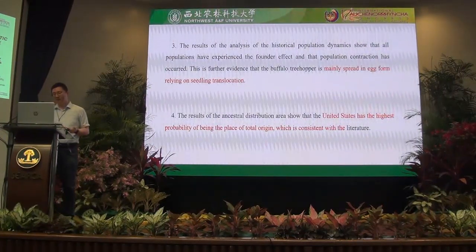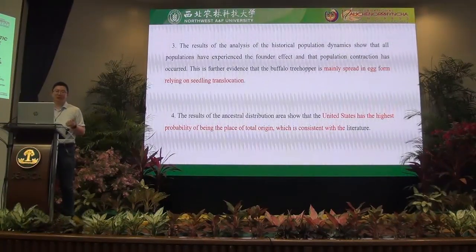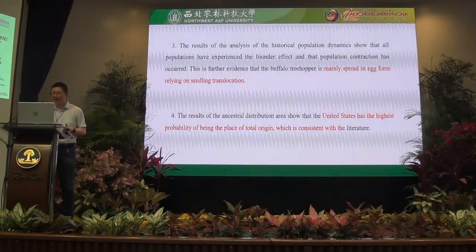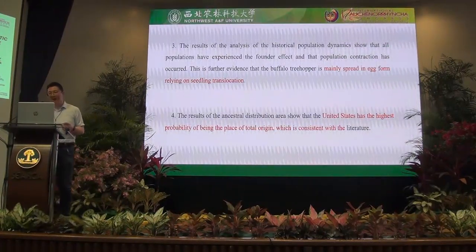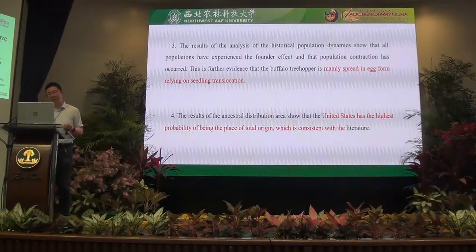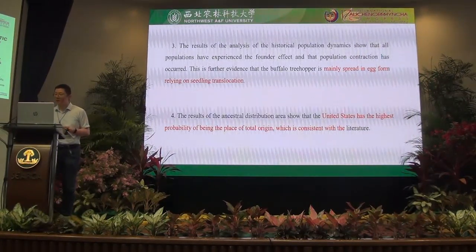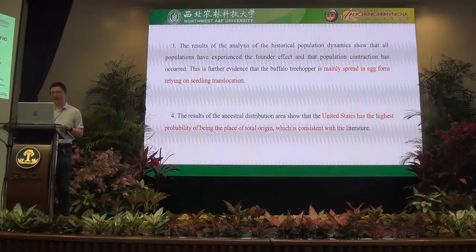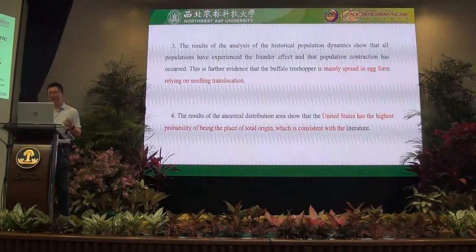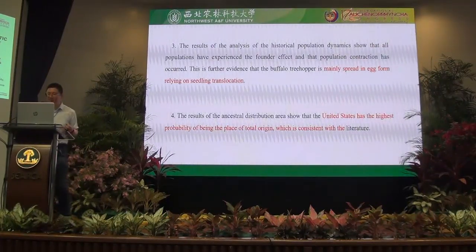Third, the results of analysis of the historical population dynamics show that all populations have experienced a population contraction. This is further evidence that the buffalo treehopper is mainly spread through seedling translocation. The results of the ancestral distribution also show that the United States has the highest probability of being the place of origin, which is consistent with the literature.